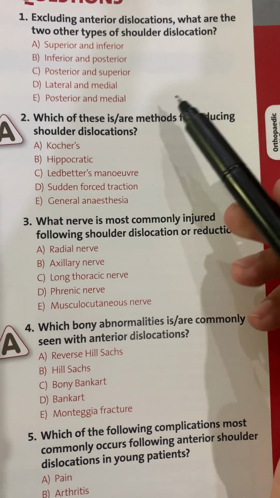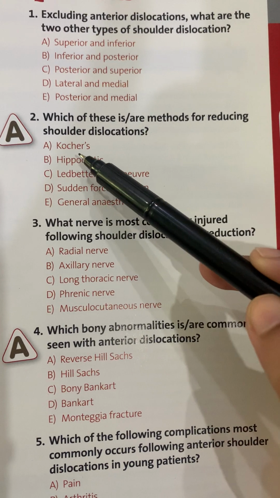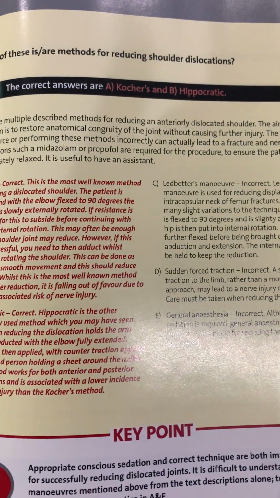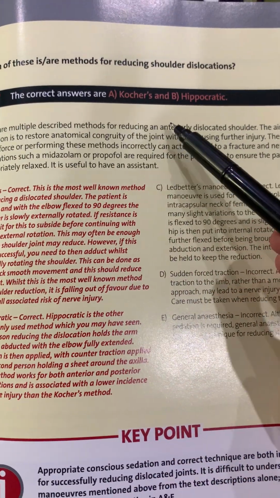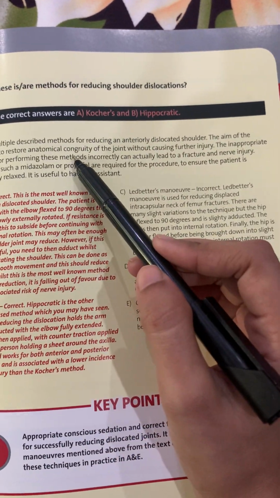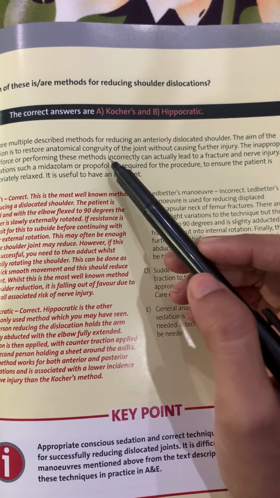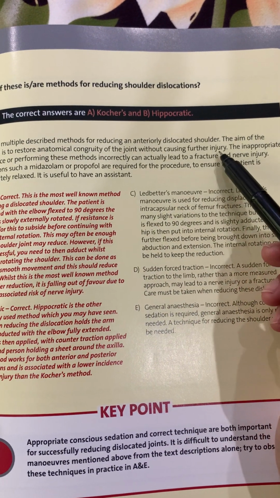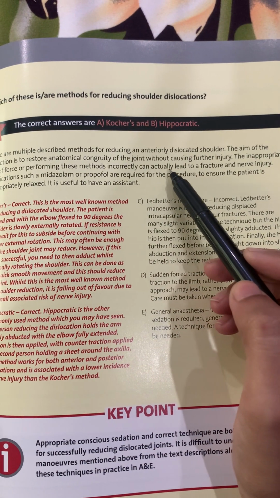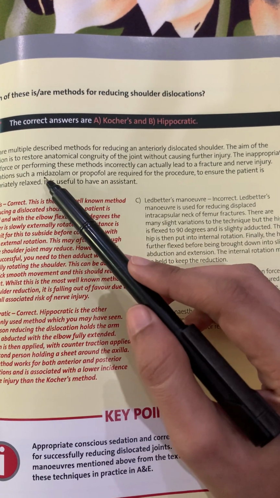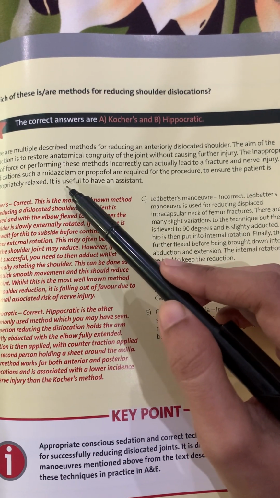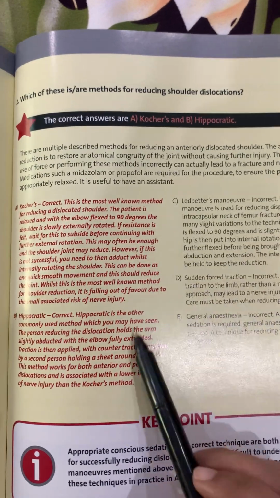The second question is, which of these is or are methods for reducing shoulder dislocation, that is Kocher's or Hippocratic? The explanation is, there are multiple described methods for reducing an anteriorly dislocated shoulder. The aim of the reduction is to restore anatomical congruity of the joint without causing further injury. The inappropriate use of force or performing these methods incorrectly can actually lead to a fracture and nerve injury. Medications such as midazolam or propofol are required for the procedure. To ensure the patient is appropriately relaxed, it is useful to have an assistant.